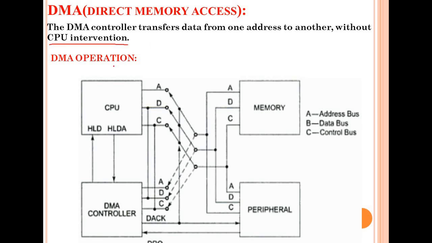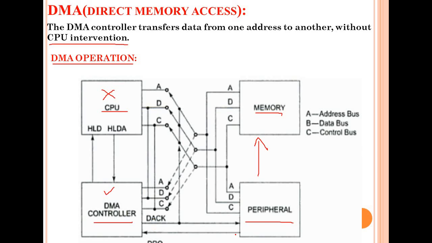Coming to the operation of DMA, it is explained with the help of this block diagram. See here, what are the blocks present? One is the CPU, DMA controller, memory and peripheral. Here the task is to transfer the data from peripheral to memory without interaction of CPU, using the DMA controller. Let us see how this is done.